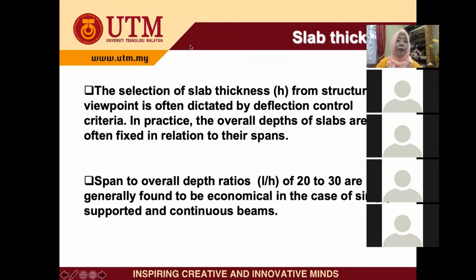Atika joined in. Okay, how to determine the slab thickness? The slab thickness can be obtained by using the overall depth using deflection control. Deflection control criteria. Usually we consider that L over H, this is called the deflection criteria, between 20 to 30. The method is just similar to the design of the beam. Last time the beam was 13 to 18, right? But for the slab, it is between 20 and 30.